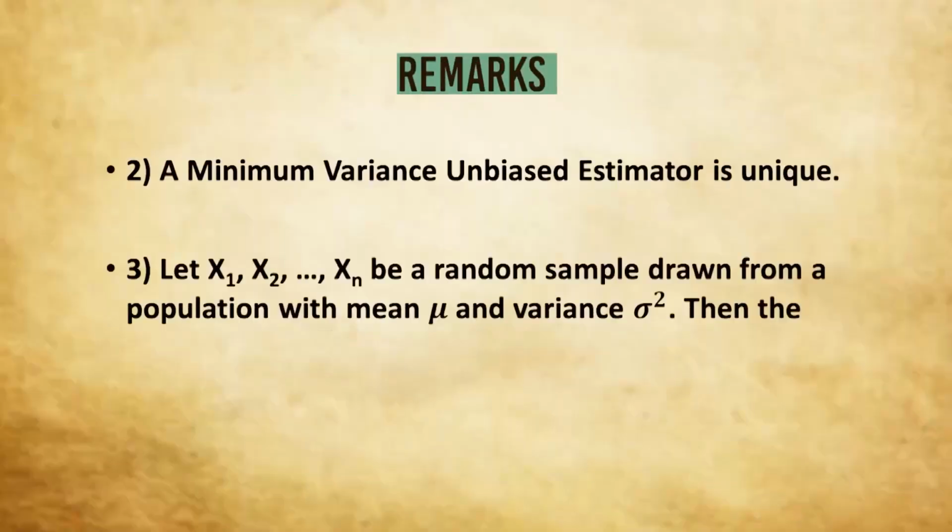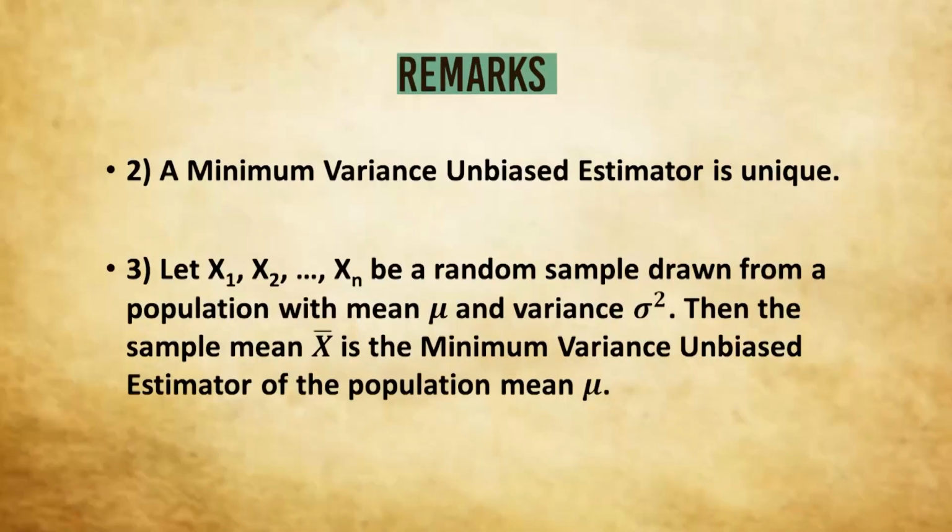A minimum variance unbiased estimator is unique in the sense that for a given parameter, we'll have only one minimum variance unbiased estimator. Suppose x1, x2, ..., xn is a random sample drawn from a population with mean mu and variance sigma square. It can be shown that the sample mean x bar, 1 by n summation xi, is the minimum variance unbiased estimator of mu. So x bar has got nice properties that you must appreciate. That is why we always talk about mean, then median, mode, etc.